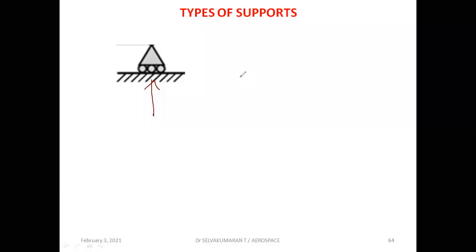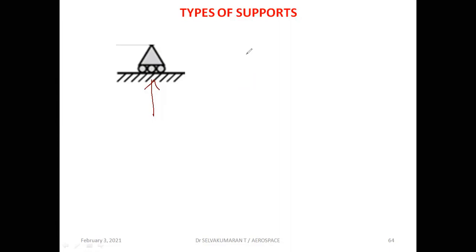Types of supports that we are going to see in solid mechanics with respect to the shear force and bending moment diagrams. This we call a roller support, where you will have only one support reaction like this. Only one unknown support reaction.